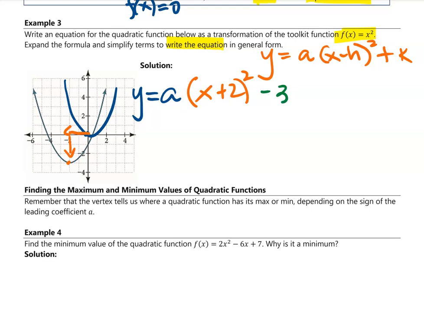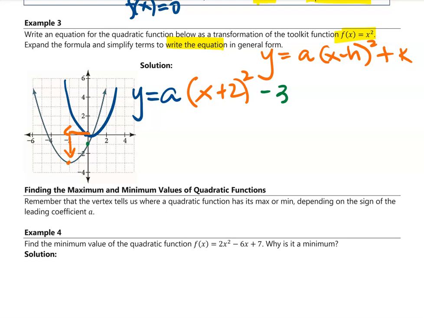Okay, so that is the way to write this equation. Now, how do we get our a, which is the stretch factor? The easiest way to get an a is you can get any point that is on the graph, like this one.